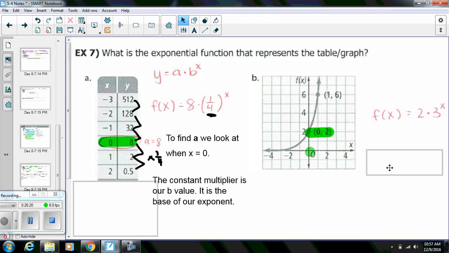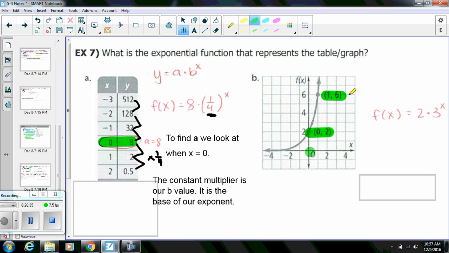Okay, how do I find the base of my exponent? What am I changing by every time? Well, it's nice because on this graph they provided these perfect points for me. So 0, 2, 1, 6. So how did I get from 2 to 6? Is there a constant multiplier here? If so, what is it? Okay, well, 2 times what gives me 6 is what I'm asking myself.